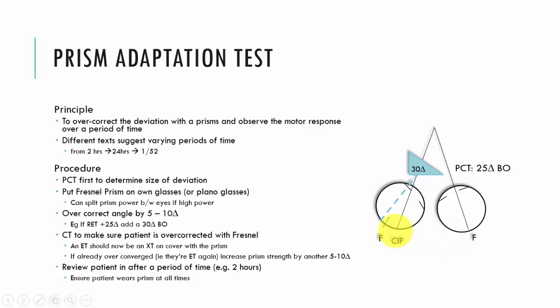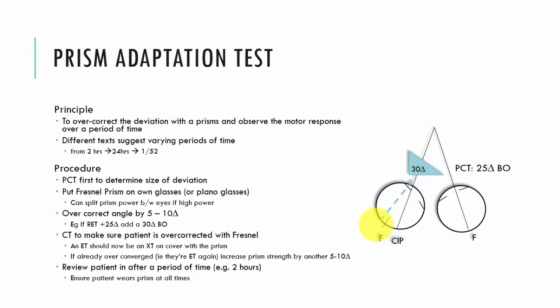As I said earlier, as part of the prism adaptation, we want to overcorrect this deviation and give the patient diplopia. Let's assume that they have a suppression scotoma between the fovea and CIP. So this 30 diopter prism will take the image into temporal retina and give the patient crossed diplopia. We need to prescribe this prism, and we usually give patients Fresnel prisms, which we'll talk more about in some coming classes, which are placed on top of a pair of glasses.